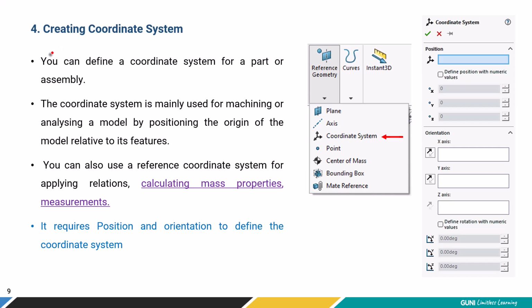Now fourth is creating a coordinate system. Basically, a coordinate system is mainly used for machining or analyzing a model by positioning the origin of the model related to its feature. But in case of the CSWP exam, the coordinate system will help you to find the center of mass. It is also useful to find moment of inertia about any reference axis of a selected coordinate system. We'll try to explore creating the coordinate system through a model.